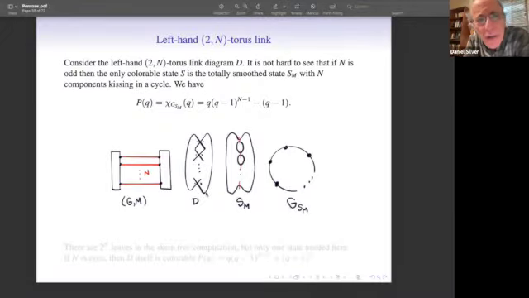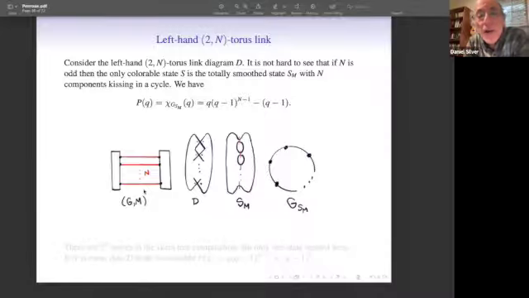So it's time to do an example. Let's look at a left-hand 2n torus link. If you consider the 2n torus link diagram, over to the left is the graph that you get it from. So I've got two circles here, and I've got a bunch of edges. There are n matching edges.